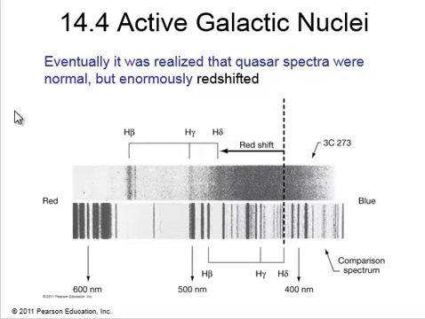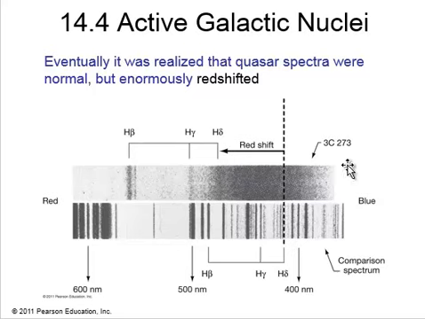This here is a comparison spectrum, and you can see it looks quite different. There's a tremendous amount of fuzziness. You do have some lines, but they're very faint and fairly broad. Astronomers just couldn't explain this until finally someone figured it out. What they realized is that there was nothing particularly different about a quasar's spectral composition. It was just tremendously redshifted.